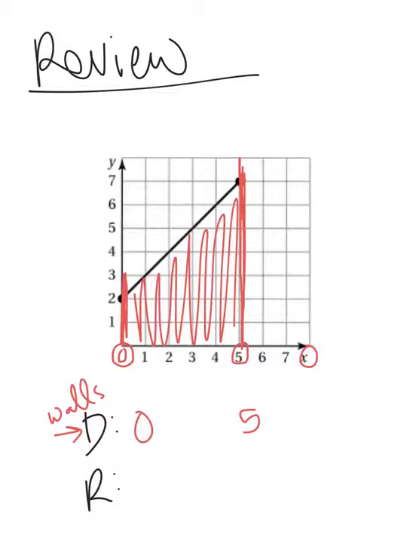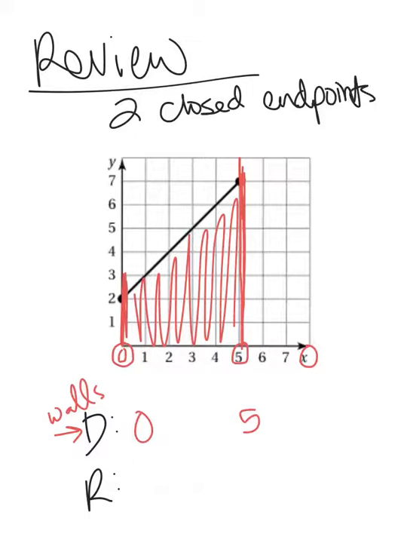So just some key features that we recognize. It has two closed endpoints on both sides. That's going to be critical when looking at each of these graphs. So I know that x can equal 0, x can equal 5, and it can equal any number in between. So we're going to say x is greater than or equal to 0 and less than or equal to 5. So that's our domain.